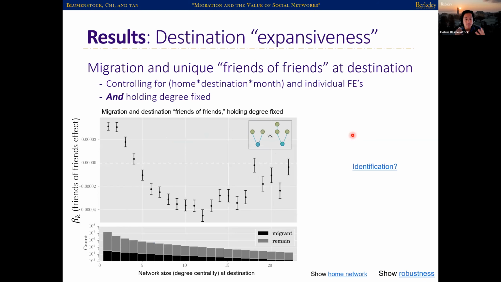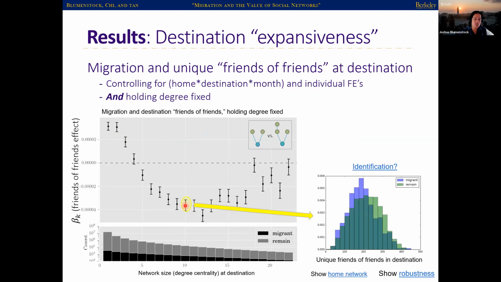But, and this is maybe the one interesting slide to take away from this 20 minutes, is conditioning on the exact number of friends you have, how much does the friends of friends matter? And what's really interesting is this region over here. In other words, for individuals who have exactly 10 friends in the destination, they're actually less likely to migrate to places where their friends have more friends. And this is really counterintuitive, but it just shows up in the data.